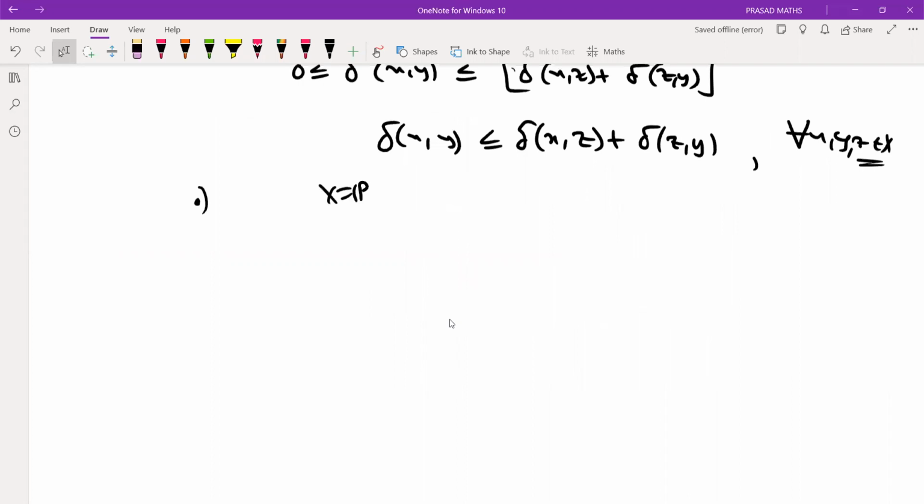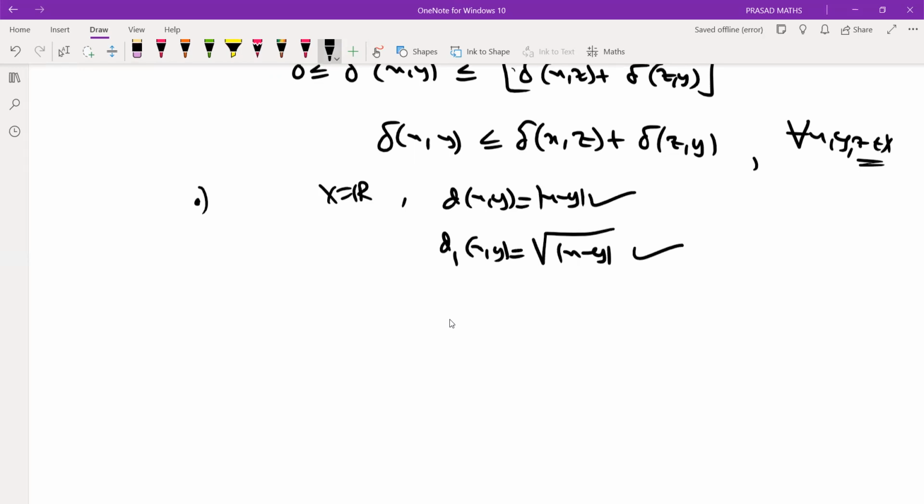Suppose you take d equal to mod of x minus y. This is a standard example in Rudin. Even in Rudin, this is what he takes. So therefore it is always a metric, because when this is a metric, the square root of a metric is also a metric. We don't need to check any more.